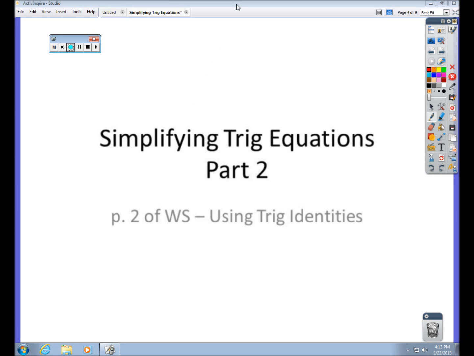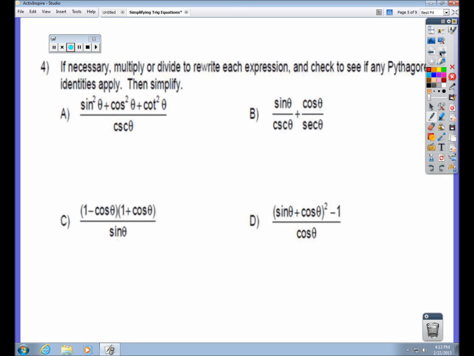Okay, so in the last section we looked at what to do when you are simplifying trig equations, but they were mostly just substituting in terms of sine and cosine. And this time we're going to look at some other strategies. Be sure you show all the work, and remember you need to memorize your identities.